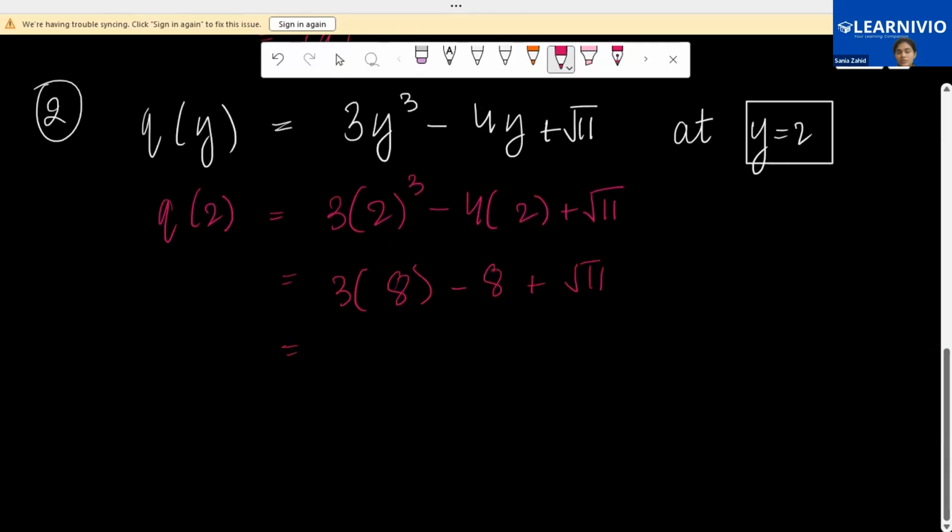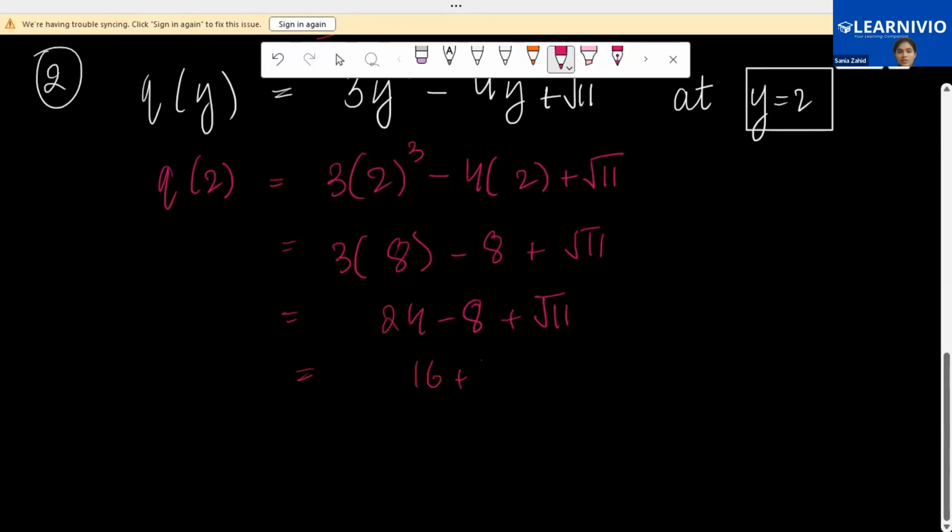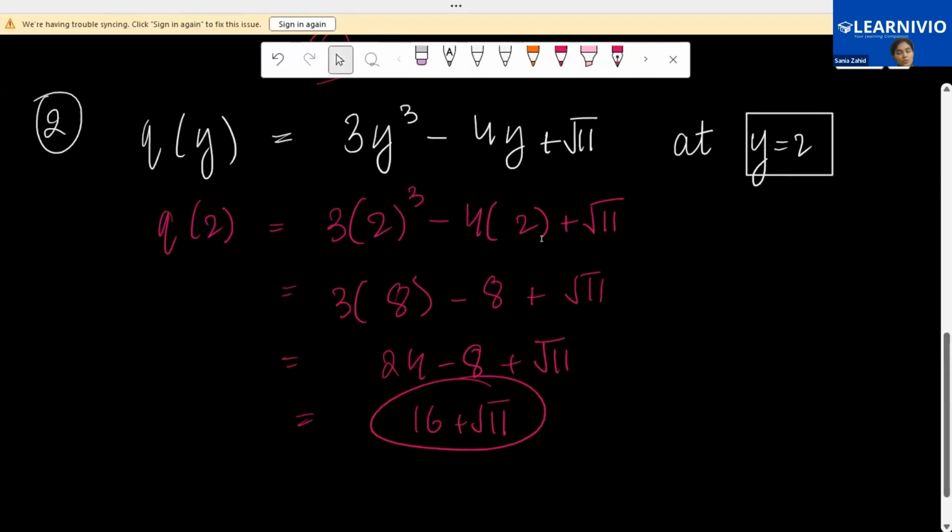Then here what do you get? 24 minus 8 plus under root 11. So here you get 16 plus under root 11. So this is the value of the polynomial at y is equal to 2.